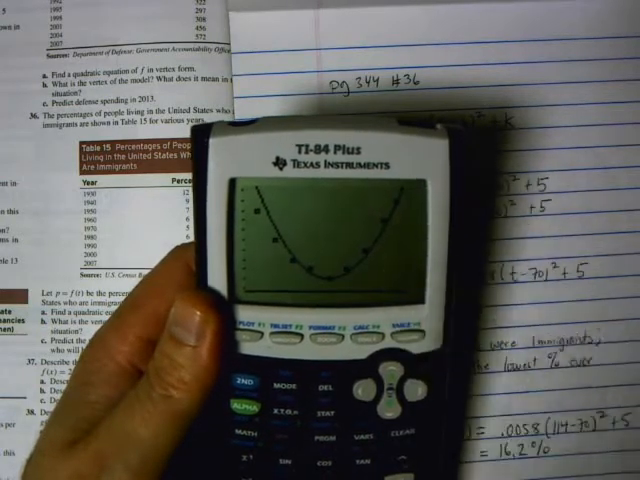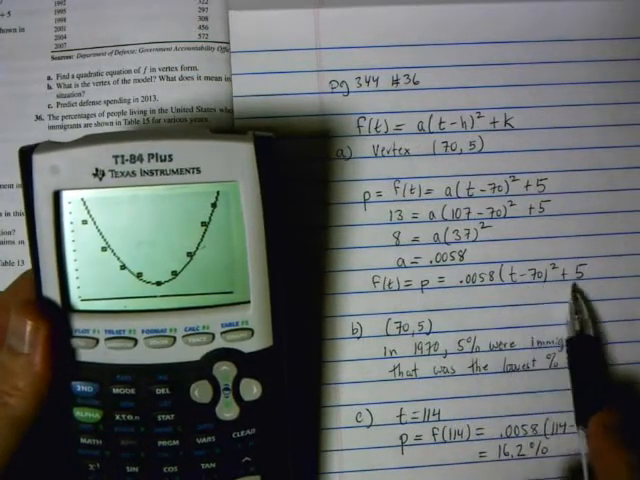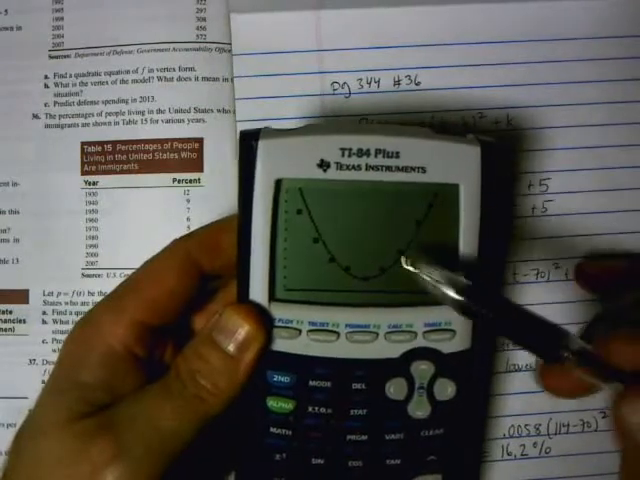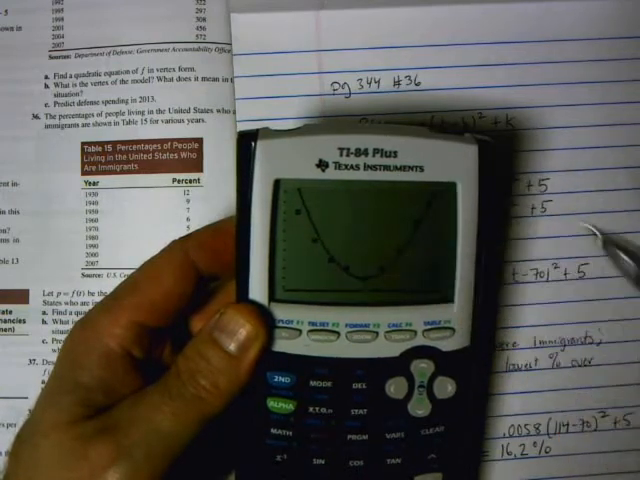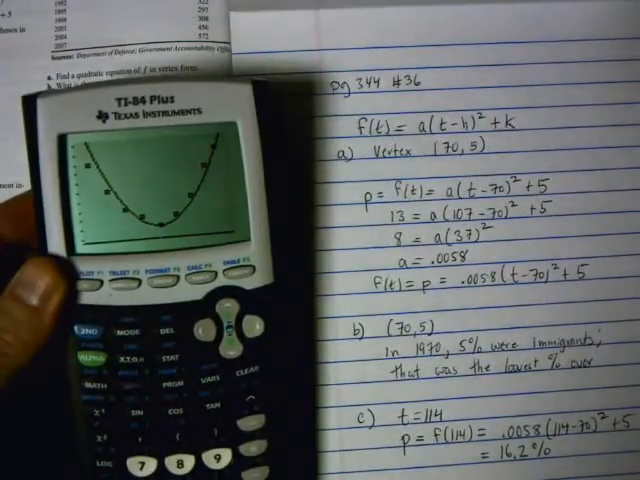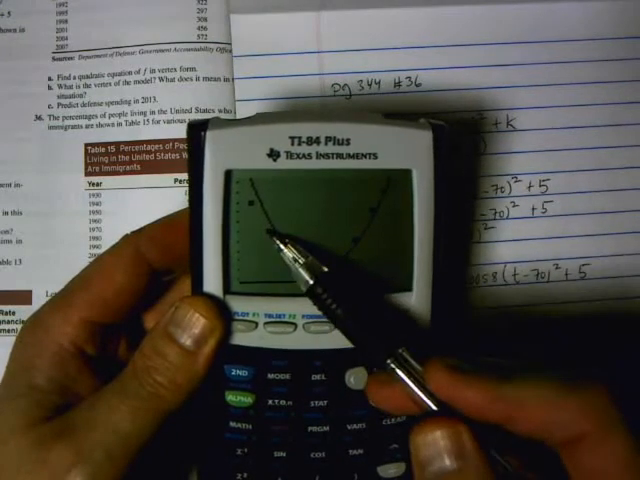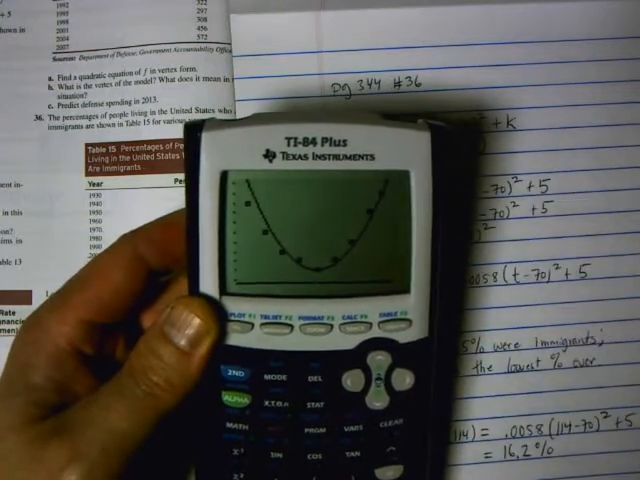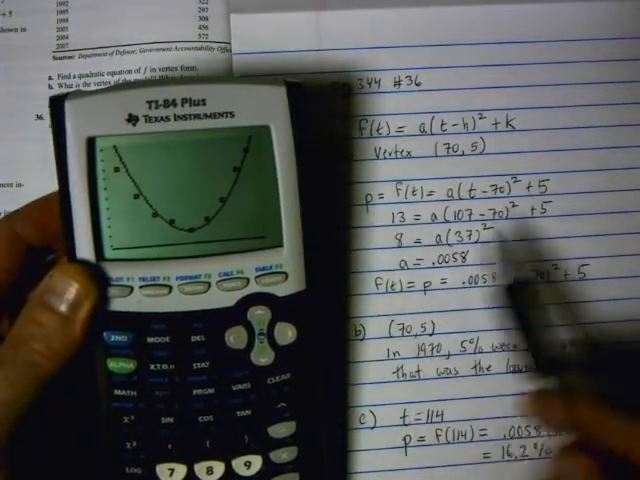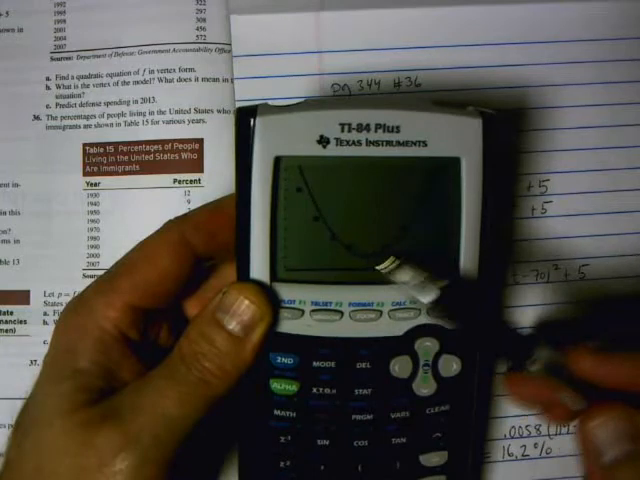Now, just to show you that this came out pretty good, I plotted my data, and I plotted the equation that I ended up with, f of t equals 0.0058 times t minus 70 squared plus 5. Notice that the parabola fits the data better on the right-hand side than it does the left-hand side. That's not a surprise, because to find this a value, I picked a point on the right-hand side of the data. If I'd picked a point on the left-hand side, then the parabola would fit better on the left than on the right. So depending on which point you use to come up with your a value, that will affect how well the data fits on either the right-hand side or the left-hand side.